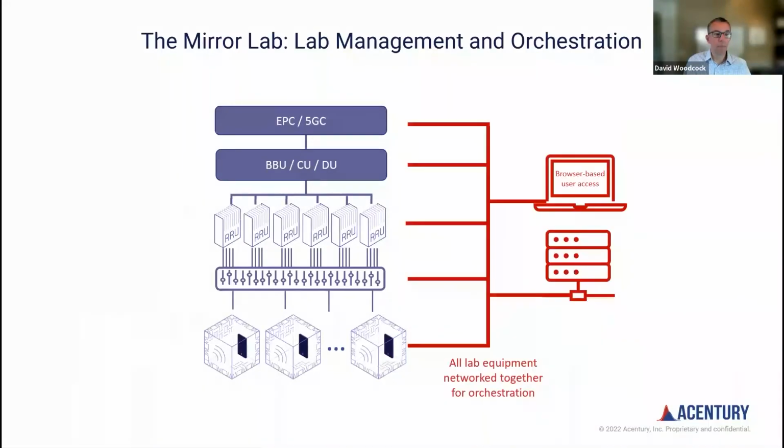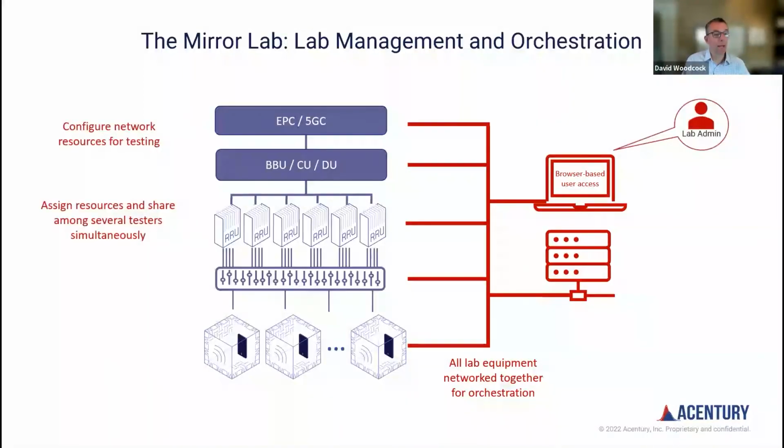The next piece of the Mirror Lab is the orchestration layer. This is the feature that connects all the assets together, configures them for the specific testing purposes, and organizes and manages their use. Here we see that the lab manager is able to perform test setup activities from anywhere, as well as assigning lab resources to specific testers who can also be anywhere there's an internet connection.